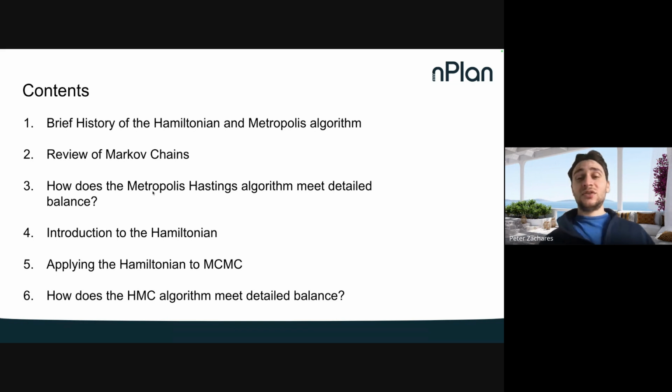Then an introduction to the Hamiltonian, and how the Hamiltonian is applied to MCMC. And lastly, how does the Hamiltonian Monte Carlo algorithm meet detailed balance as well? We have a lot to cover. We'll see how much we get through.